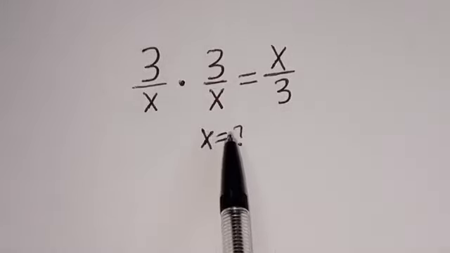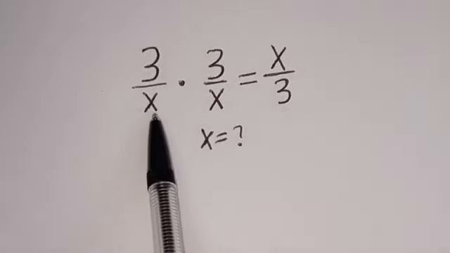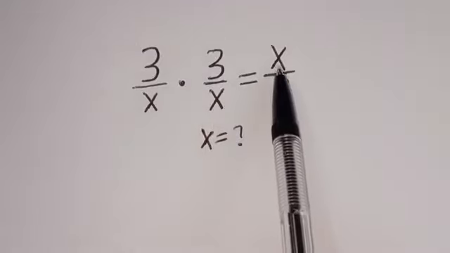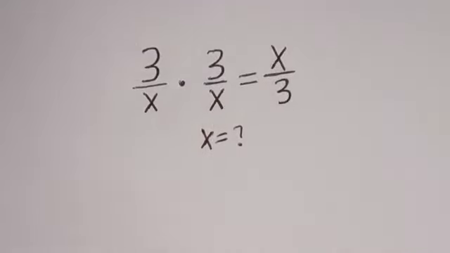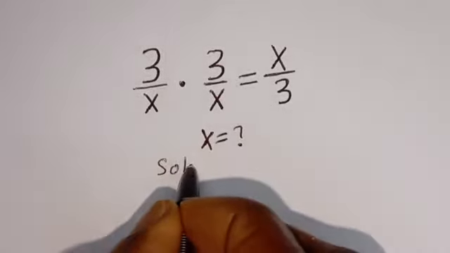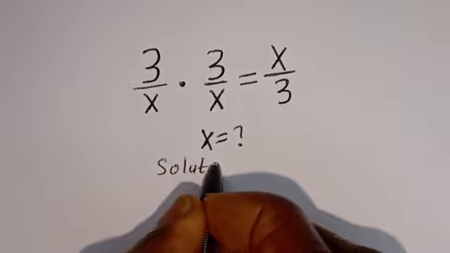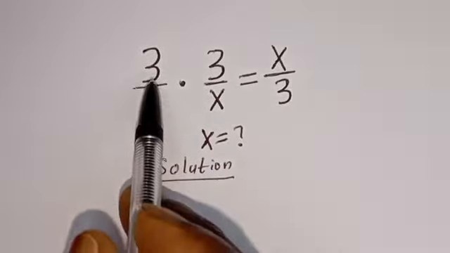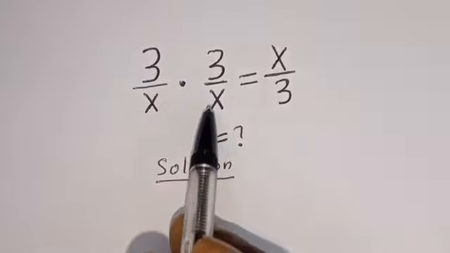Hello, how to solve for s in this equation: 3 divided by s multiplied by 3 divided by s is equal to x divided by 3. Solution. Then here is 3 divided by s multiplied by 3 divided by s.